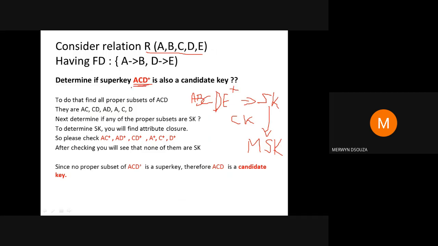Once we got a minimal super key, we wanted to find out whether the proper subsets of the minimal super key are super keys or not. We first found the proper subsets, and then the closure of the proper subsets. After finding the closures, we saw that none of the proper subsets are super keys. Therefore, we concluded that ACD is a candidate key. I hope you have understood how to find out a candidate key.